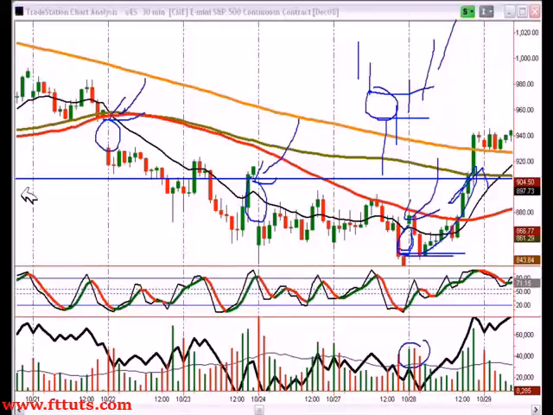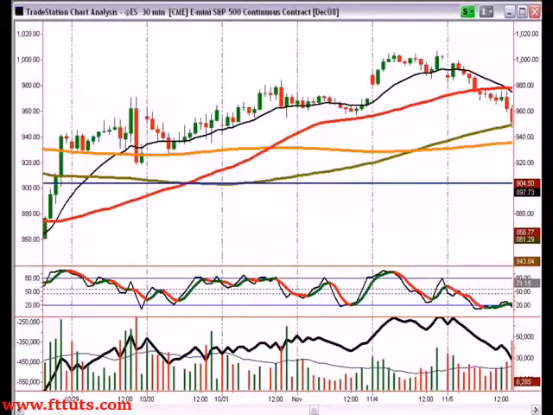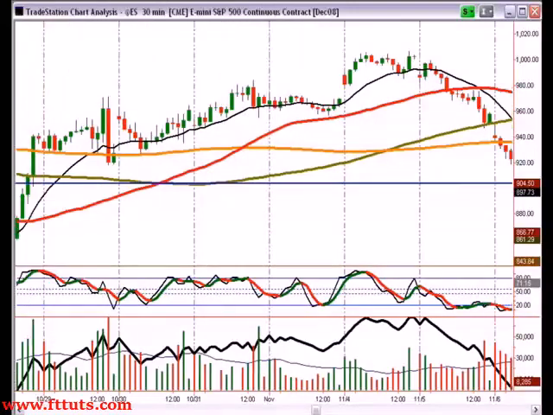Okay, let's pull up another chart just to give a couple examples. Okay, here's our next chart. Still the S&P E-mini 30-minute chart. But this one's very instructional. Now what I'm trying to show you here is some things that maybe are not quite as obvious. This is intermediate trading now.